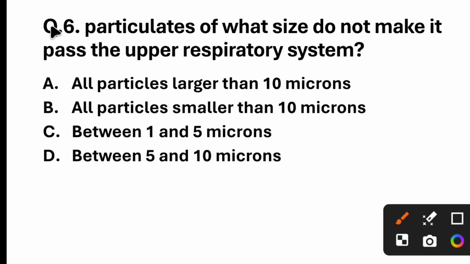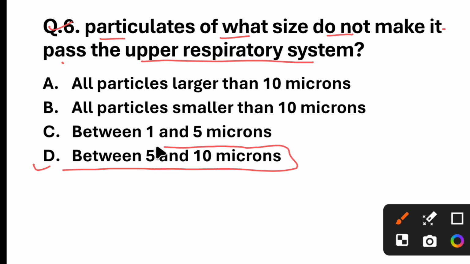Question number 6. Particulates of what size do not make it past the upper respiratory system? Answer is option D. Particulates between 5 and 10 micron size do not pass the upper respiratory system.